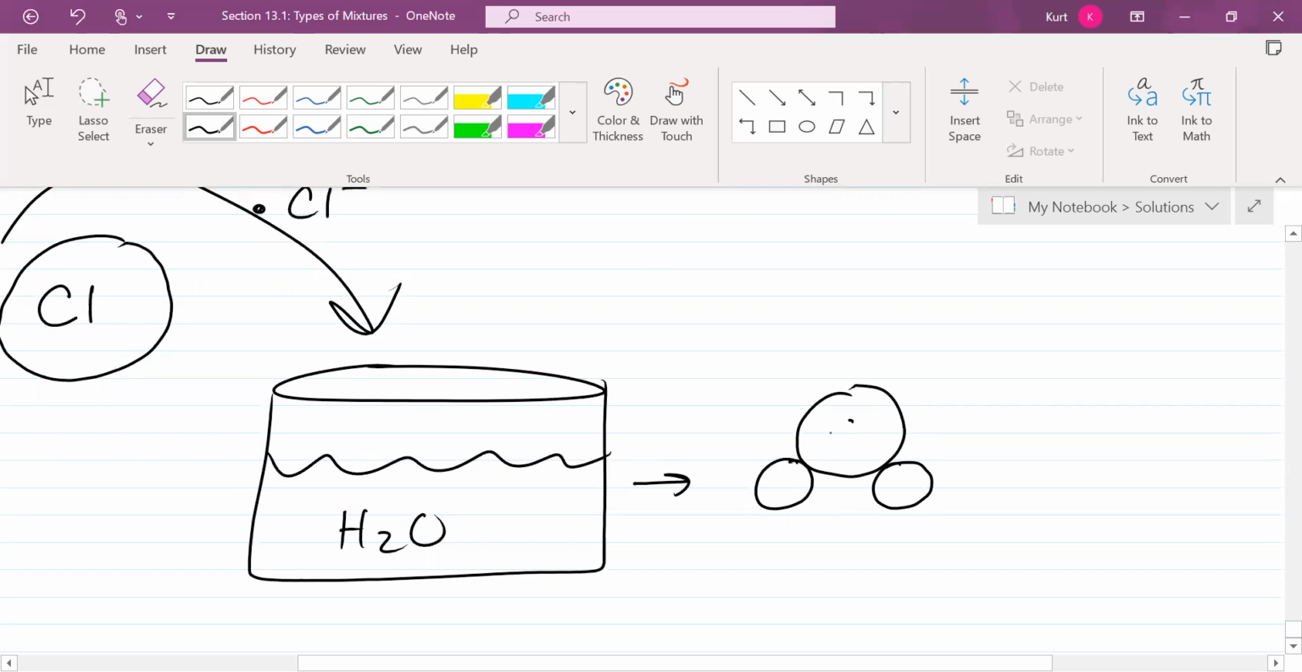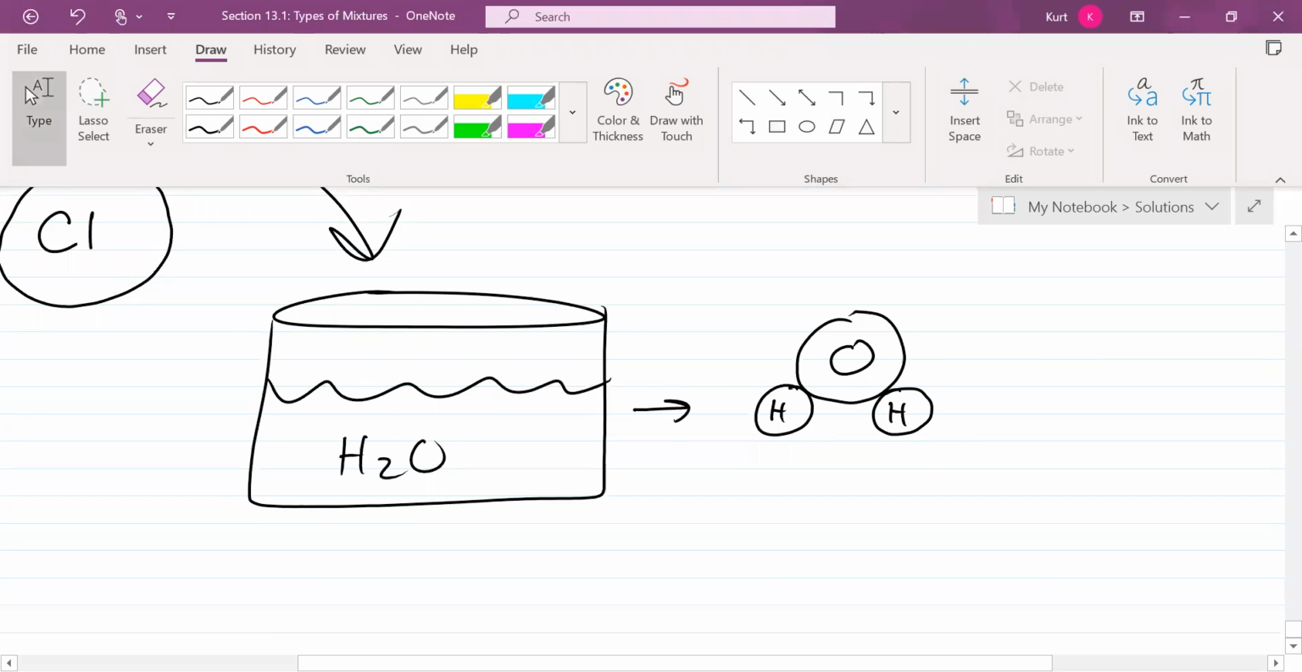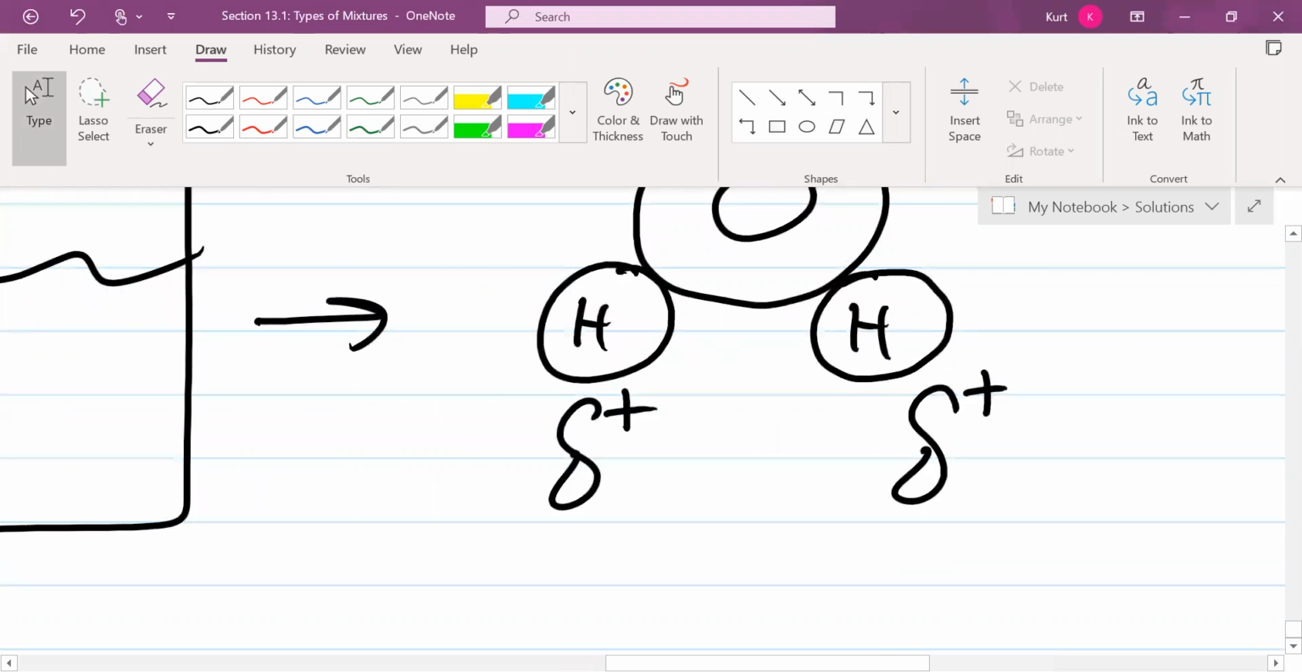You hopefully remember this. There's oxygen, there's hydrogen, there's hydrogen. Now, think back to first semester. Water is polar. However, it has these things called partial charges. Hydrogen has a partial positive charge. Those little symbols I just drew are the lowercase Greek letter delta.